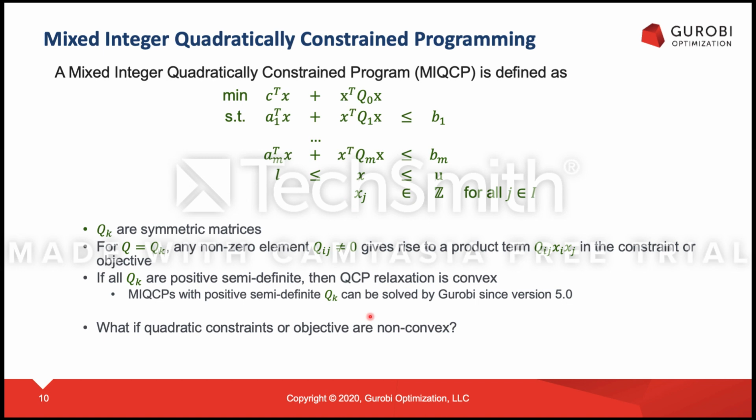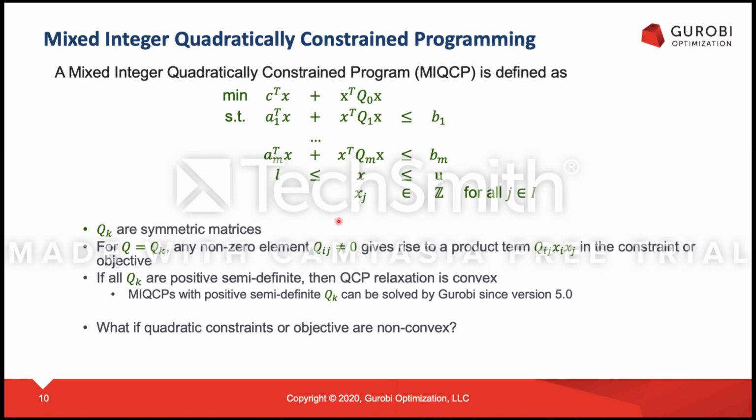Just to get the terminology right, a mixed integer quadratically constrained problem, MIQCP, is defined by a quadratic objective function and a number of quadratic constraints. In addition, of course, you may have integer requirements on some of the variables. In all of this, we assume that Q, K are symmetric matrices.